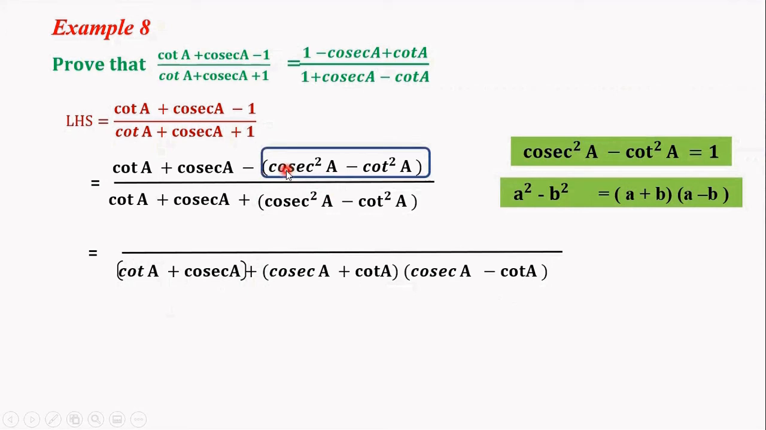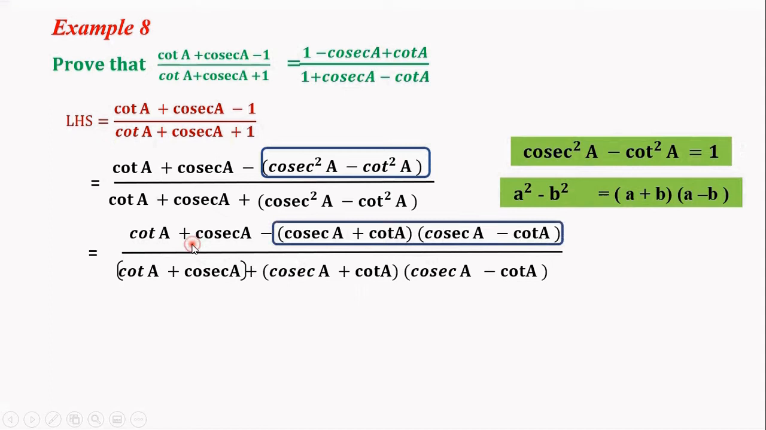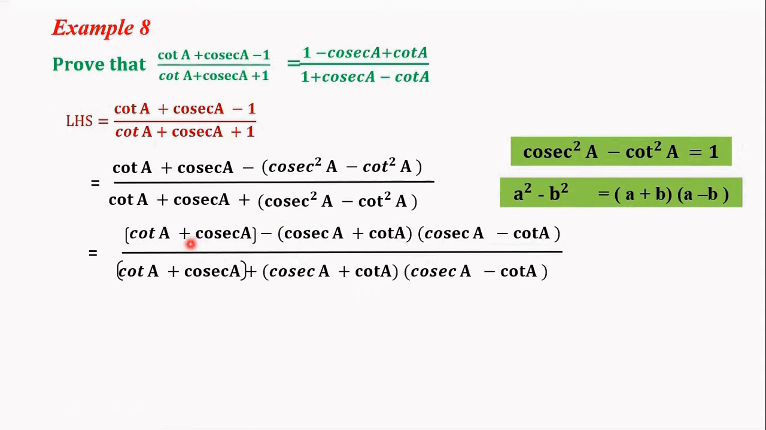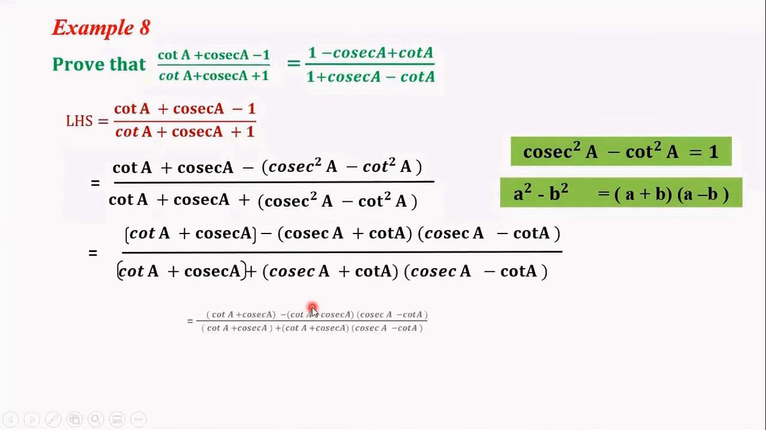This part, third term, cosec square A minus cot square A is in the form of a square minus b square, whose formula is a plus b, a minus b. So let's use the formula. Here it is, cosec A plus cot A, cosec A minus cot A plus b, a minus b. Also here in the first two terms, let's enclose it with a small bracket so that it can be considered as a single term. Next step.